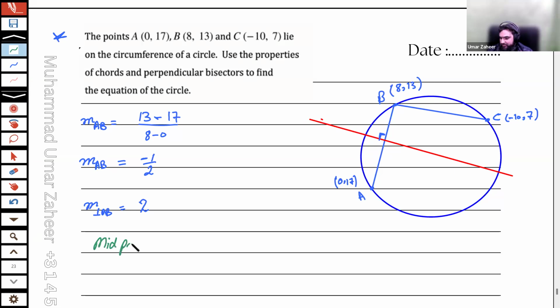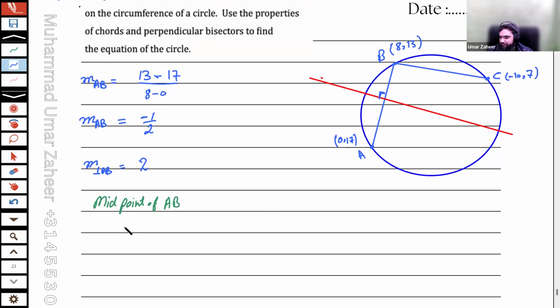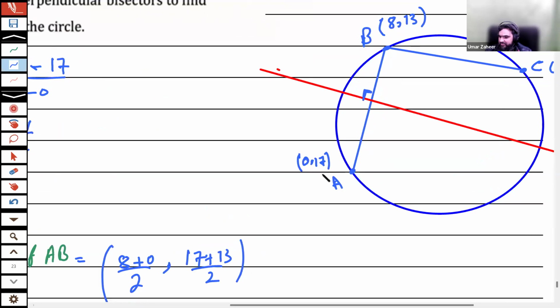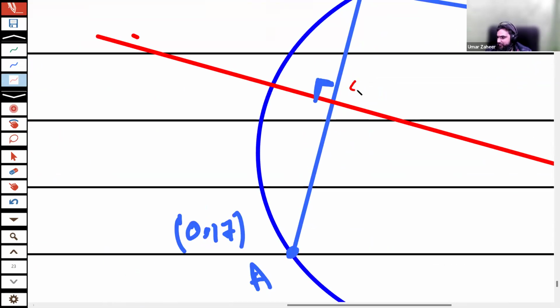Midpoint of AB will be equal to (8 plus 0) divided by 2, which is 4, and (17 plus 13) over 2, which is 15. So this is the point I'm going to get: (4, 15).